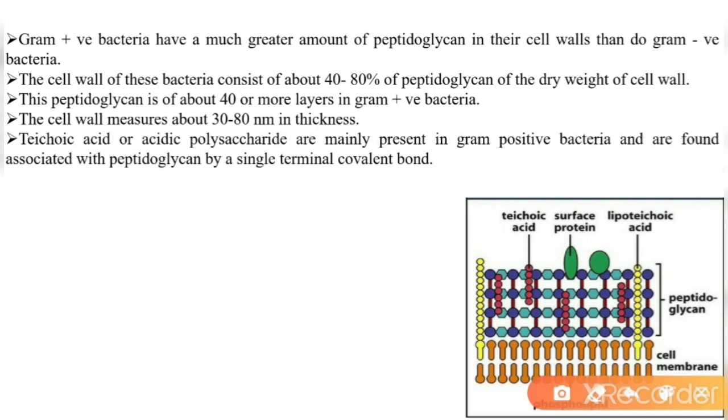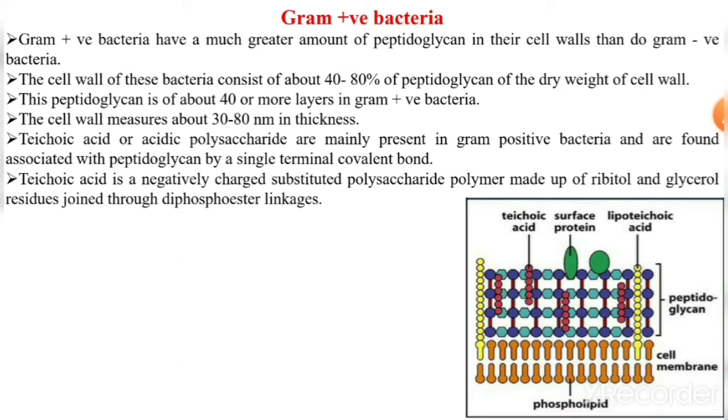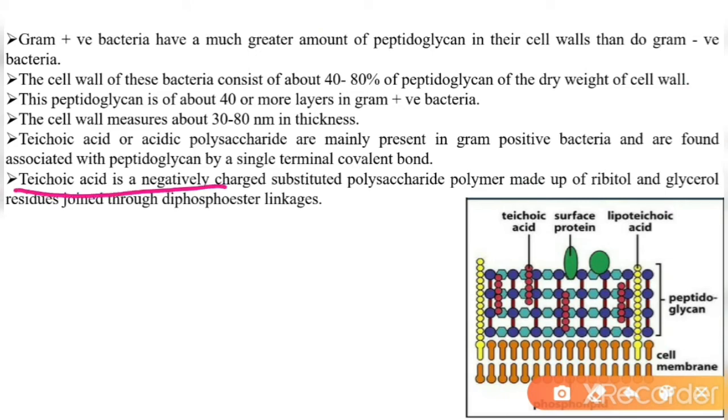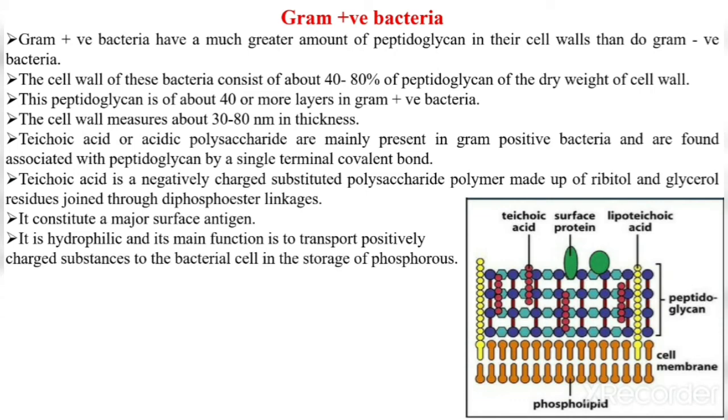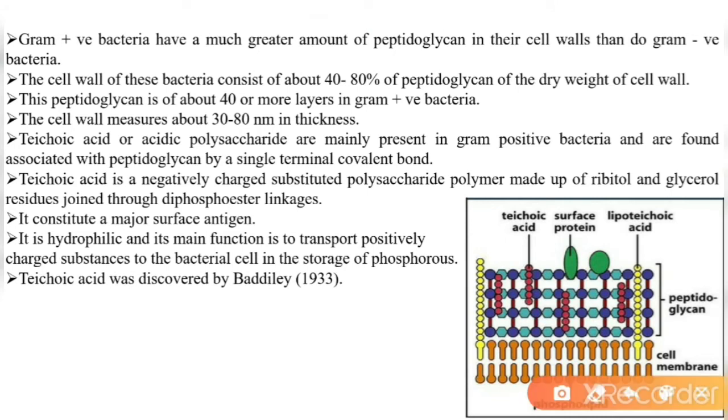Teichoic acid and acidic polysaccharide are mainly present in gram-positive bacteria and are associated with the peptidoglycan by a single terminal covalent bond. Teichoic acid is negatively charged. We have to remember this. Teichoic acid is a negatively charged substituted polysaccharide polymer made of ribitol and glycerol residues joined through diphosphodiester bonds. It constitutes a major surface antigen. It is hydrophilic and its main function is to transport positively charged substances into the bacterial cell in the shortage of phosphorus. Teichoic acid was first discovered by the scientist Baddiley in 1933.